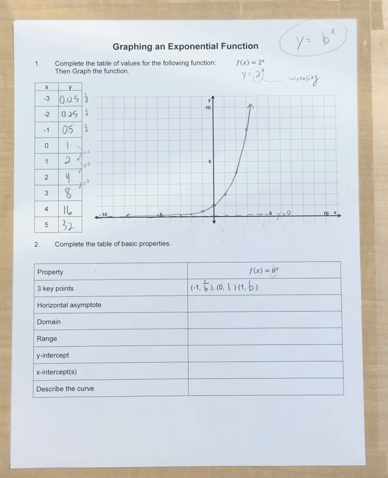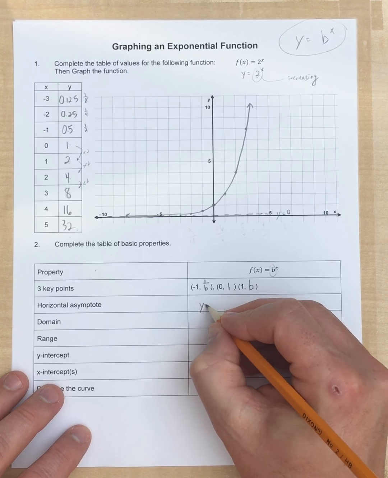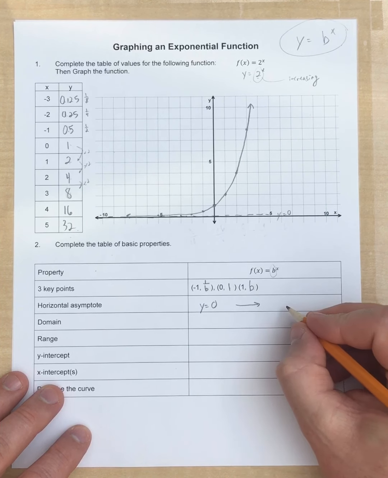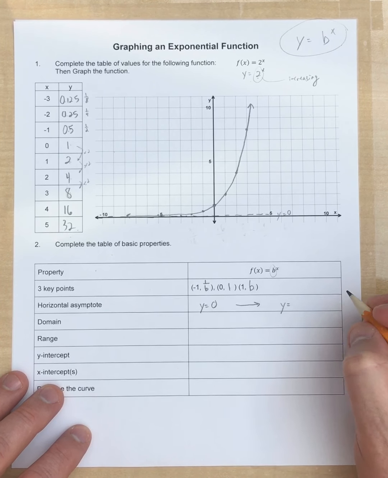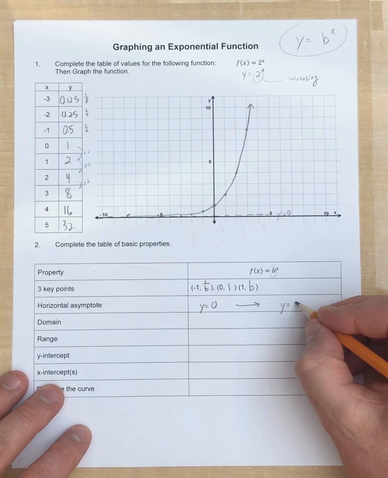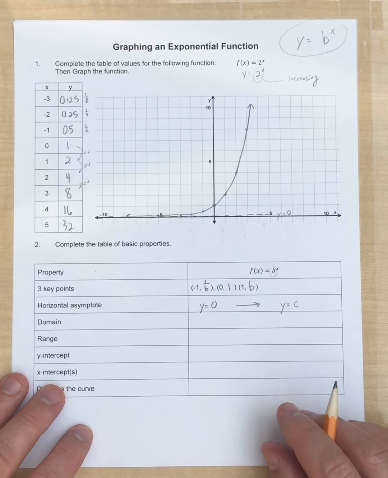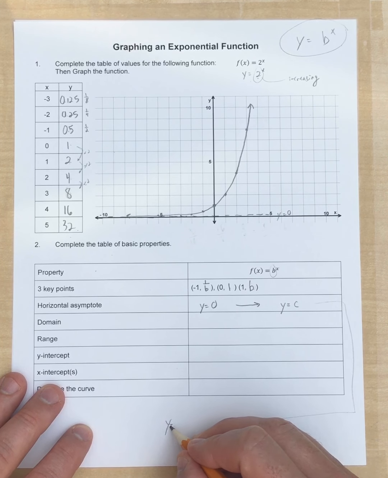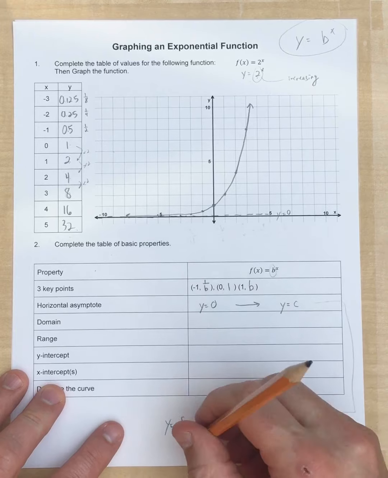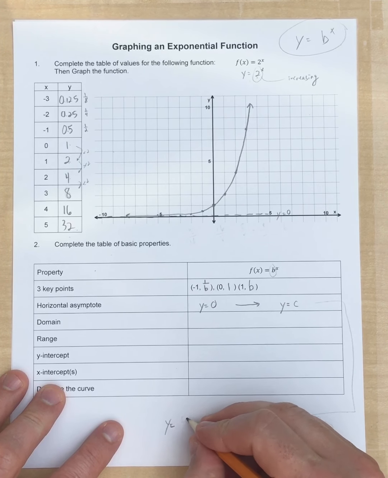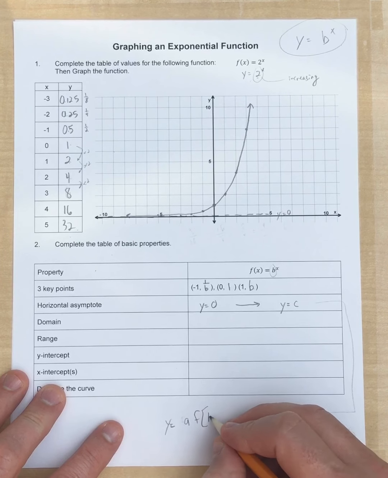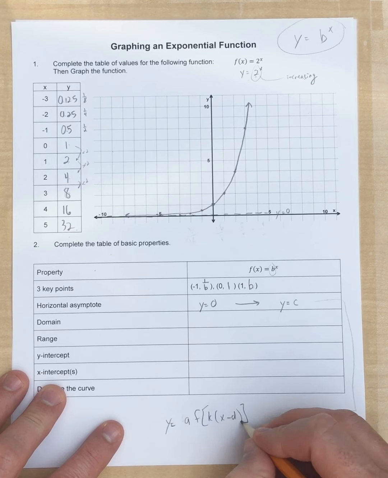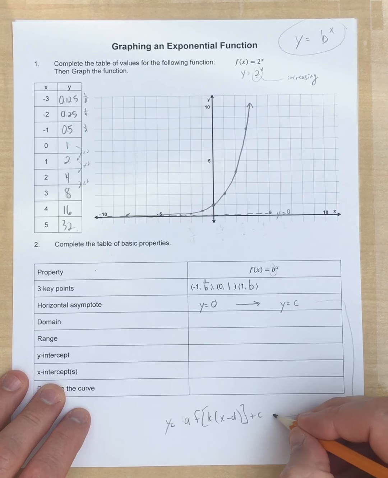Now, the horizontal asymptote for y is equal to b to the x, or f(x) equal to b to the x, is always at y is equal to 0. But once we start doing transformations, you're going to find out that that asymptote, just like it did for the reciprocal function, is going to turn into y is equal to my c value. Remember, the c value being the value in y is equal to a f(k(x minus d)) plus c. So that c is what I'm talking about.